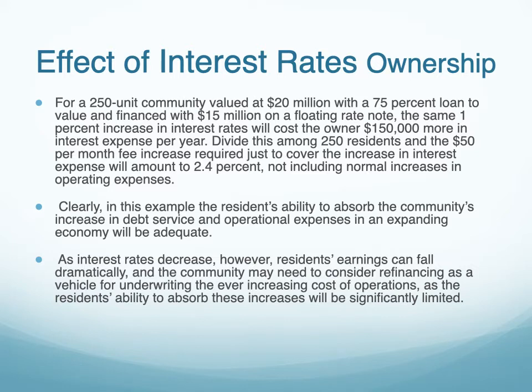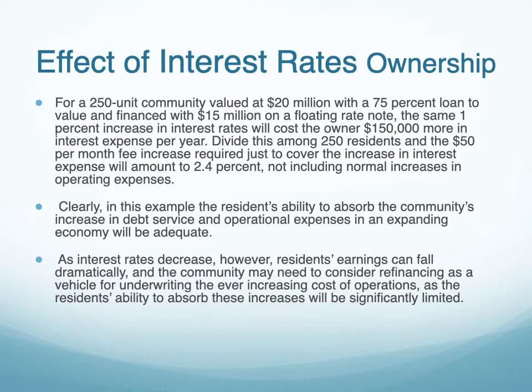So since the residents are going to have to pay for this, divide this among 250 residents, and your $50 a month increase is required just to cover the increase in the interest expense, and that amounts to about 2.4%, not including normal increases in the operating expenses. So you have to raise the residents' rent 2.4% just to cover the 1% increase in the interest rate.